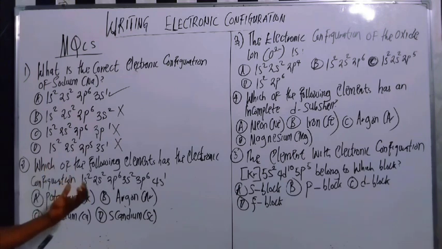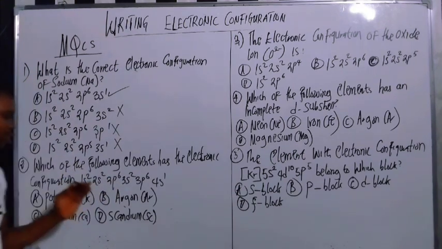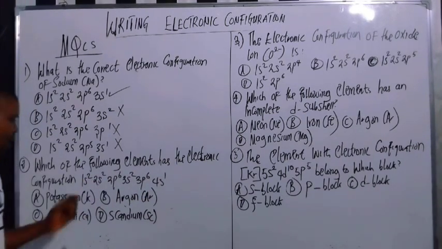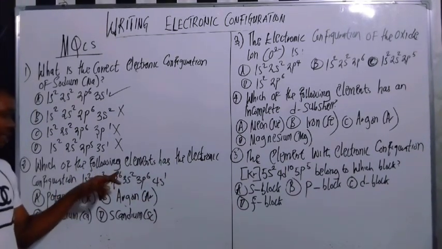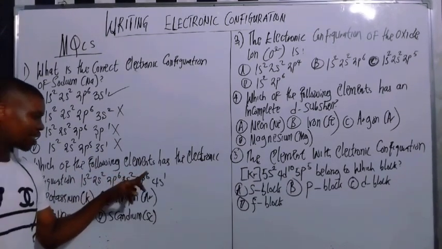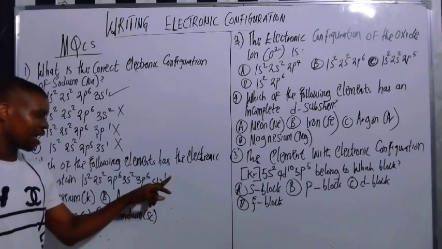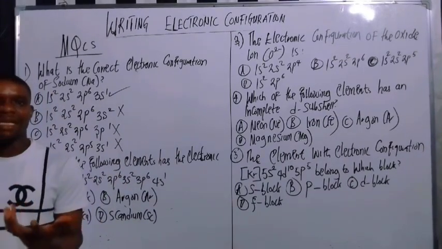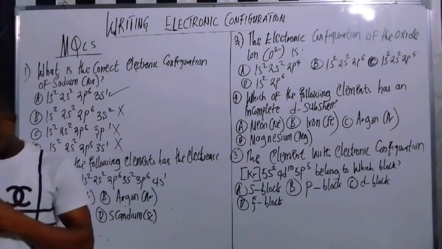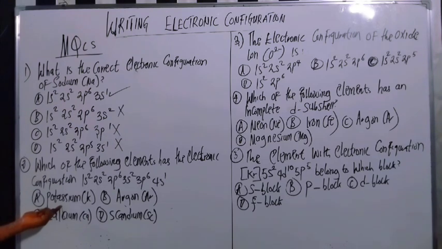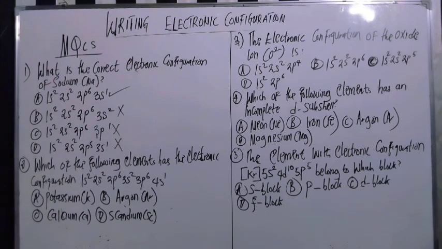Which of the following elements has this electronic configuration? Now, what you want to do here is add all the electrons together and see the element that corresponds to this. 2 plus 2 plus 6 is 10, plus 2 is 12, plus 6 is 18, plus 1 is 19. So which element in the periodic table has 19 as its atomic number? Of course, it's potassium. This is that. So the answer is A.